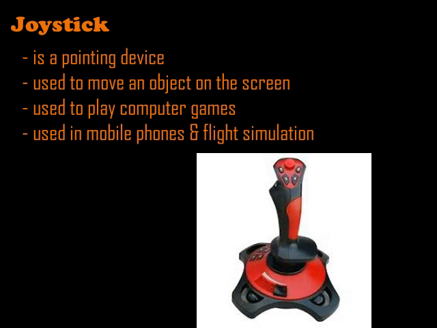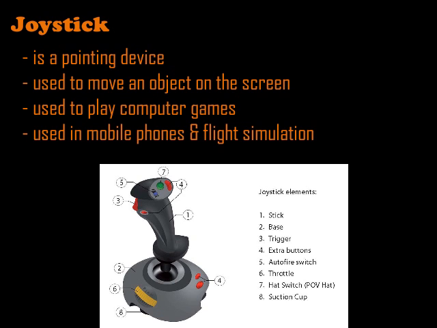Next input device is joystick. It is also a pointing device. It is used to move an object on the screen. It has a stick that is attached to a plastic base with a flexible rubber sheath. Some joysticks allow the movement of the stick in 4 directions. What are the directions? Forward, backward, left and right direction. Some allow in all directions, just like a circle. We can move in circle direction.